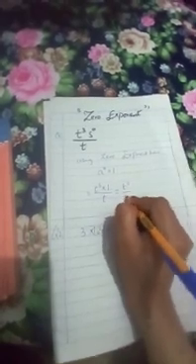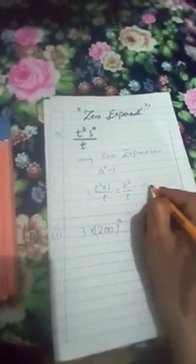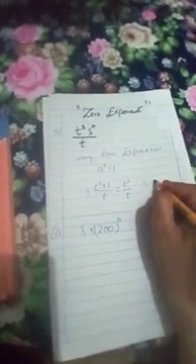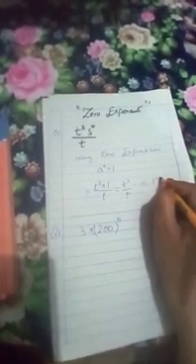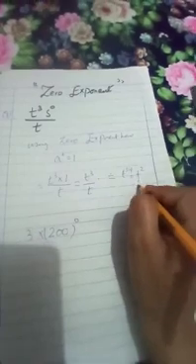Now t^3 multiplied by s^0 means 1 by t. Now it will give this answer if we simplify it. Here we apply the quotient of powers: 3 minus 1, we get t^2, the answer in simplified form.